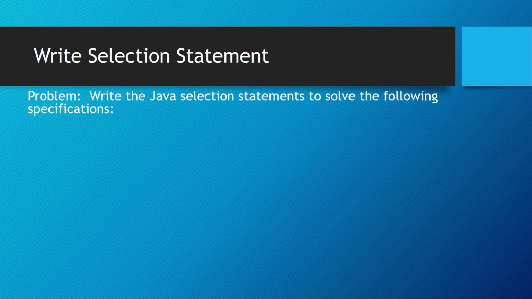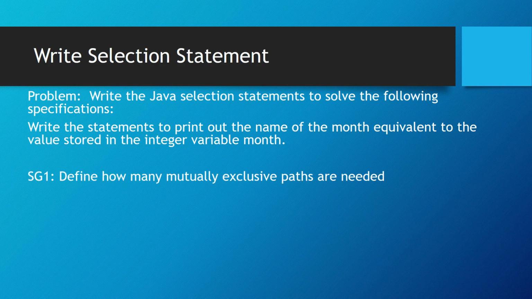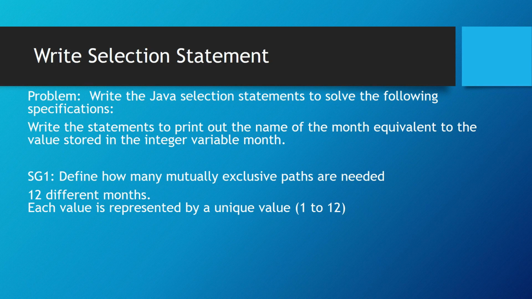We are given the following problem. Write the Java selection statements to solve the following specifications. Write the statements to print out the name of the month equivalent to the value stored in the integer variable month. For subgoal 1, we need to define how many mutually exclusive paths are needed. In this case, there are 12 different months. Each value is represented by a unique value, 1 to 12. In this case, a switch statement will work.